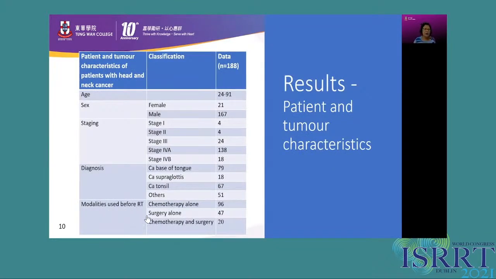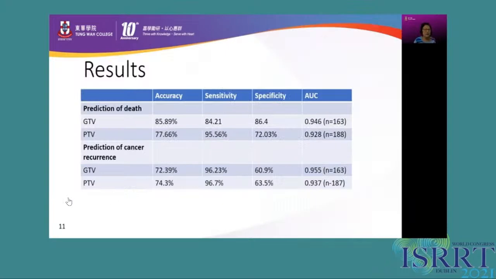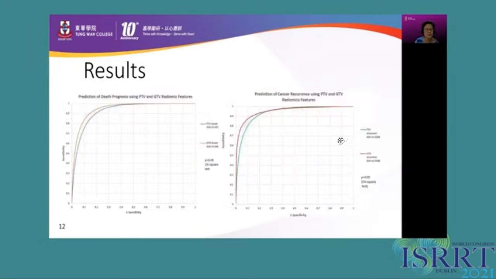And then here you can see the collection of data and the demographics of our data. And then the results come like this. For the prediction of death, we use GTV and PTV. And for prediction of cancer recurrence, we also use the same. And here you can see the accuracy of the model, sensitivity and specificity. And the AUC tells us how accurate the prediction could be. Then this is all over 90%.